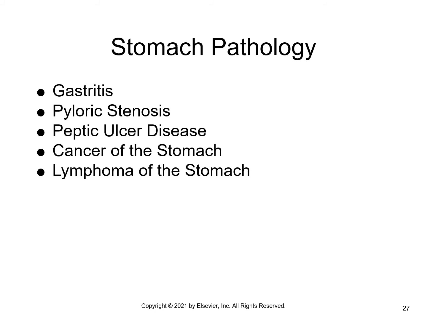So with stomach pathology, we're going to look at gastritis, which is inflammation of the gastrointestinal system, but specifically the gastric area or stomach. Pyloric stenosis, which anytime we see the terminology stenosis, we know that that means narrowing. Pyloric is going to be that muscular region at the distal end of the stomach that allows stomach or gastric materials to go into the duodenum or first part of the small intestine. We'll look at peptic ulcer diseases, cancer of the stomach, and lymphoma of the stomach.